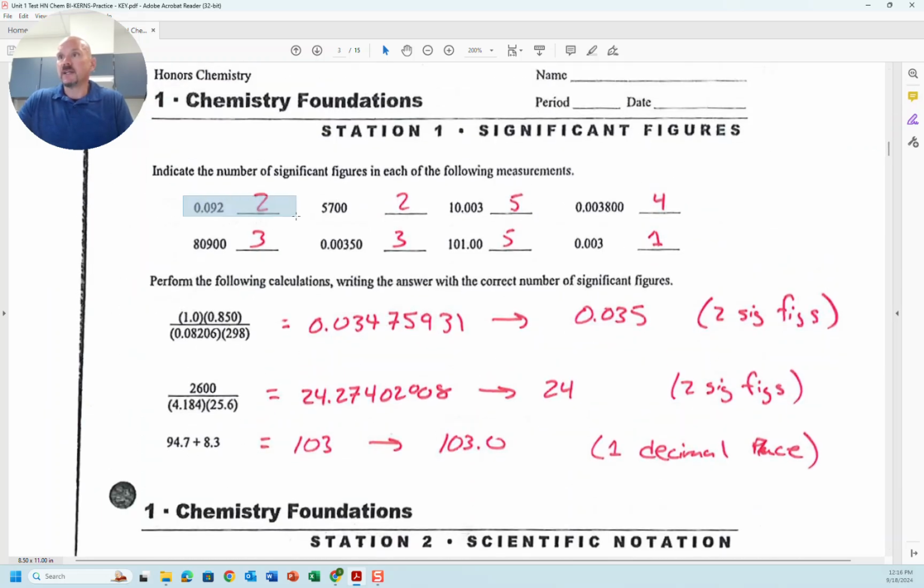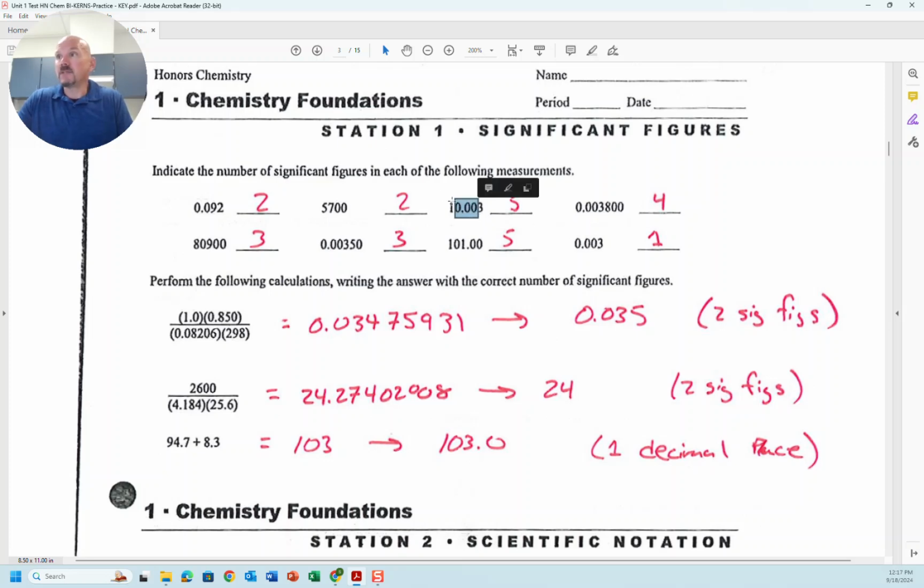So this number has 2 sig digs. Why? Well, those are leading zeros, so they're not significant, right? This number also has 2 sig digs. Why are these zeros not significant? Because they are trailing, and I didn't write the decimal. If there was a dot right there, then you would say 4 sig digs, right? But there's not, okay?